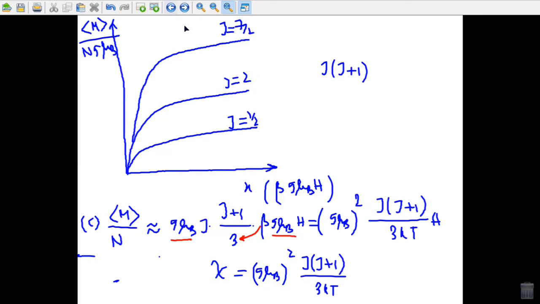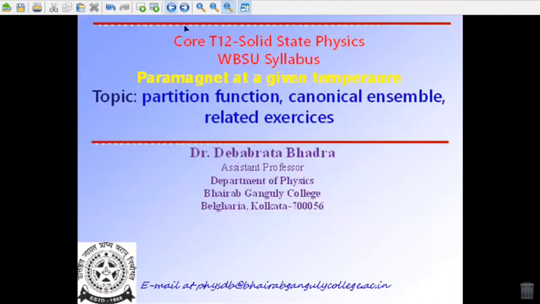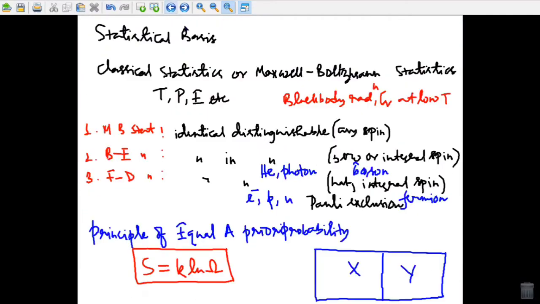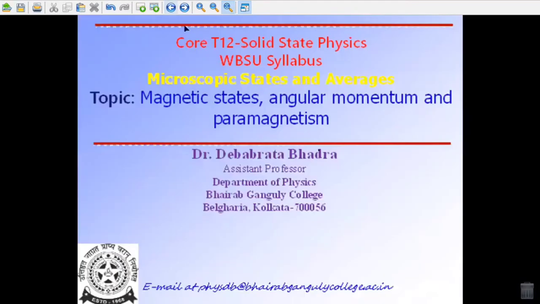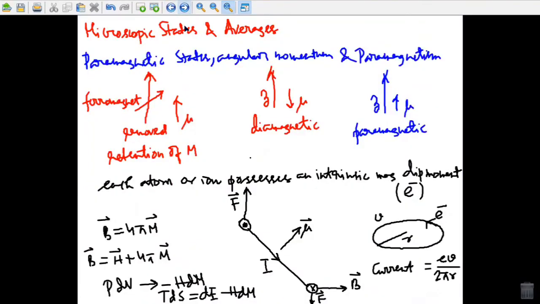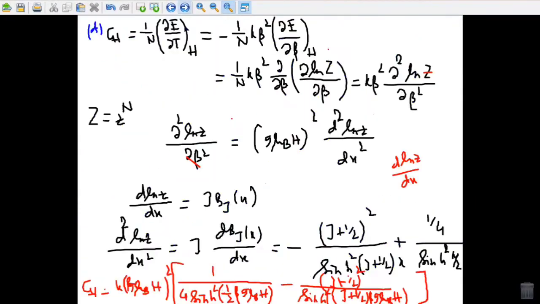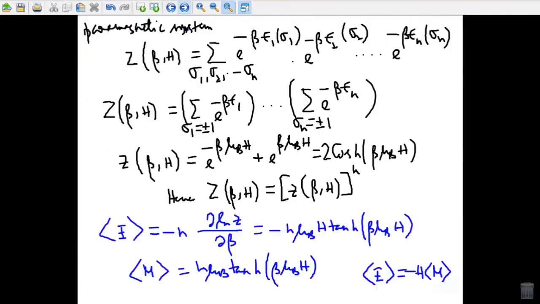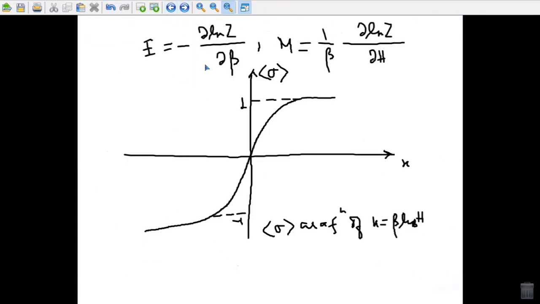That is what the curve of susceptibility looks like. Where is the curve? I don't know. Let me find it. Okay, this is the susceptibility.